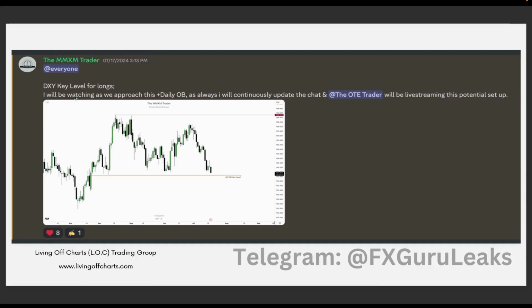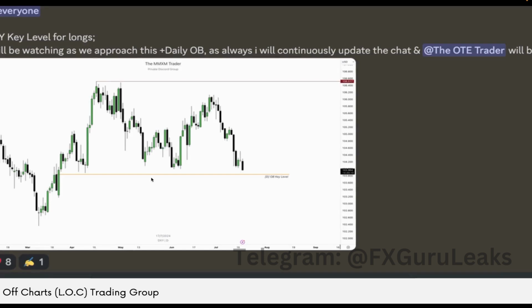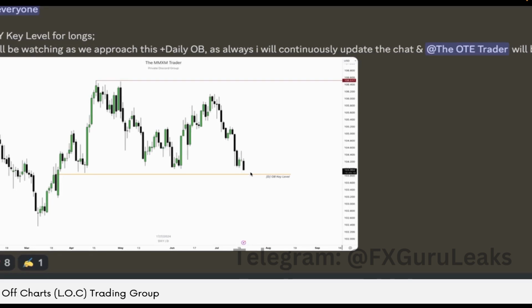Now, to confirm our USD CAD analysis for bullishness, we need to have the foundation agree with us. That foundation is the US dollar, and that's right here. Now, this is a callout from the Discord group: DXY key level for longs. I will be watching this as we approach the daily order block. As always, I will update the chat and OT will be live streaming, which he did. Now this order block here set the stage for longs on USD CAD, and let's break that down.